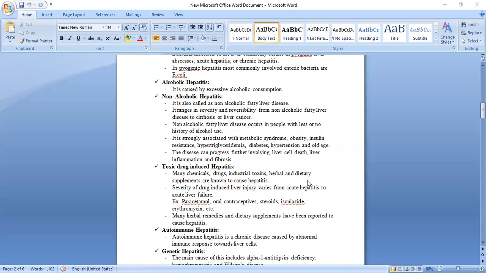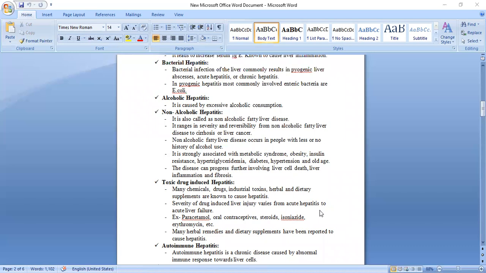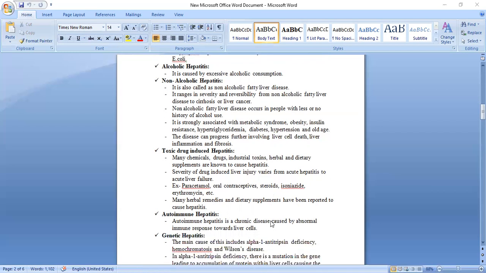It causes the liver injury, and it will produce acute hepatitis, and it will progress and cause acute liver failure. Examples: paracetamol, oral contraceptives. Some women take oral contraceptives, so do not take that. Steroids, isoniazid, erythromycin. These are antibiotics. Isoniazid is the anti-tubercular drug. You will come to know next year. So one or two examples for you this year: paracetamol, oral contraceptives, steroids. This is sufficient for your level.